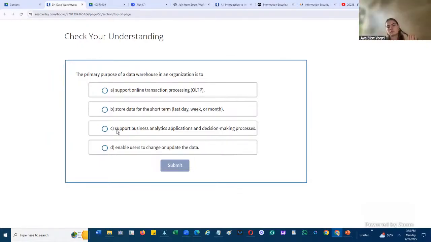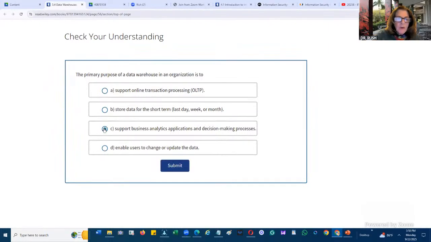C. Support business analytic application. And what is it for? What's the whole purpose of it? For the future, to make decisions, right? That's the key that we want. So it makes decisions.